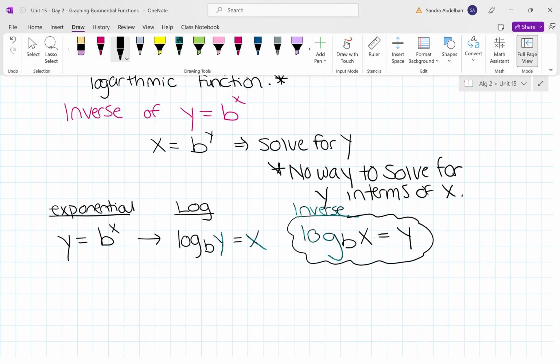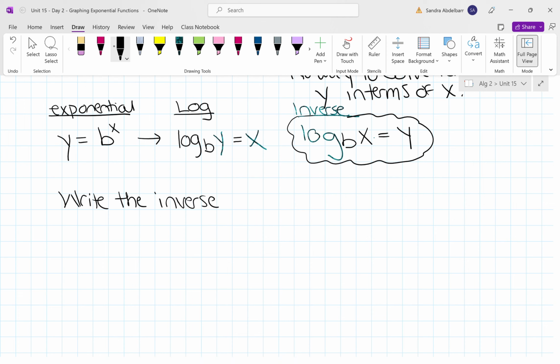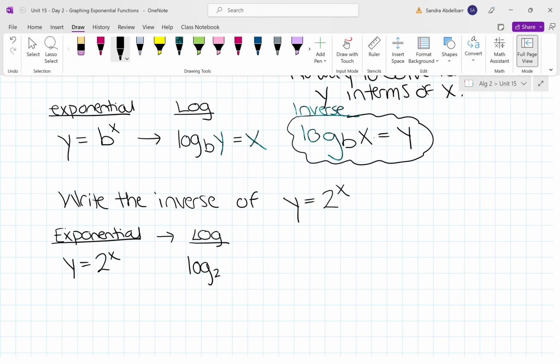Okay, I want us to write the inverse of y equals 2 to the x. So this is our exponential. Our exponential is y equals 2 to the x. Now I want to change it into a log. How are we going to change it into a log? It's going to be log base 2 of y equals x.